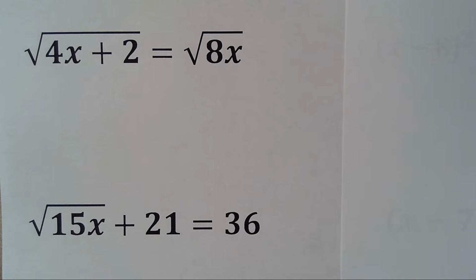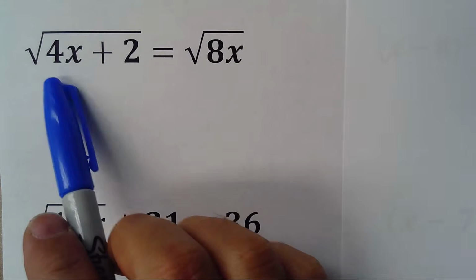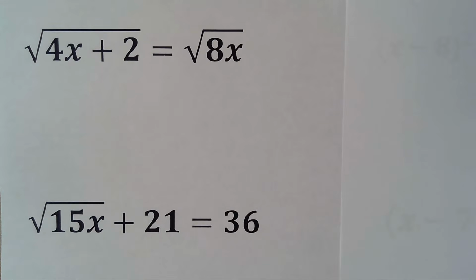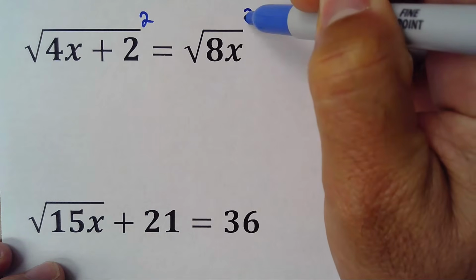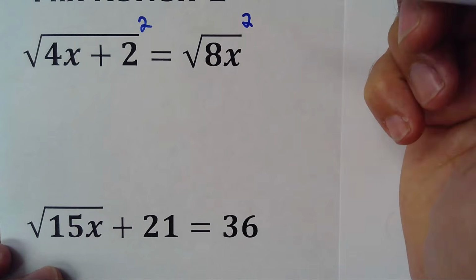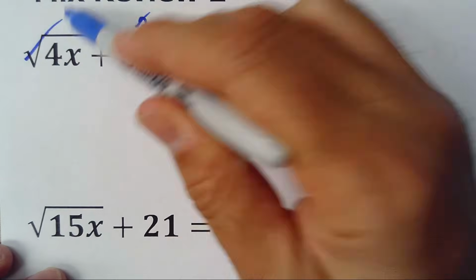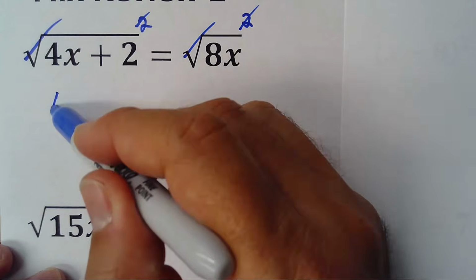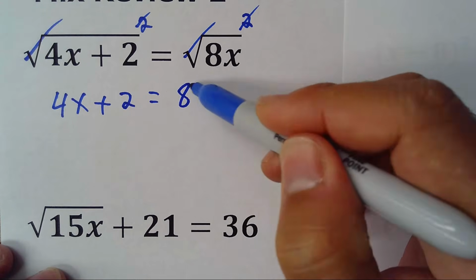Okay, this is a quick video about how to solve square root equations. So in this case we have two square roots, and to cancel the square root what we need is to raise to the second power. So we raise both sides to the second power, we simplify the root with this exponent, and then what we have in the next step is just 4x plus 2 is equal 8x.